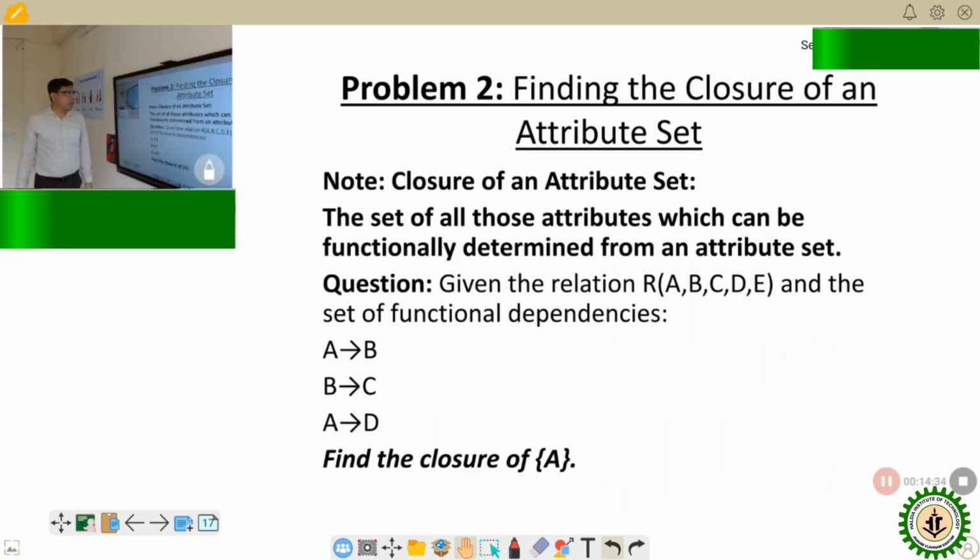Next, problem number 2. Here at first we want to discuss what is the closure of the attributes.